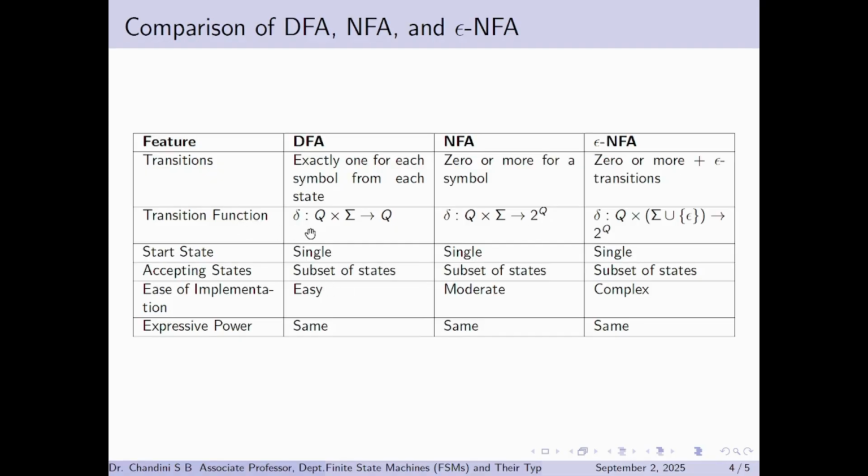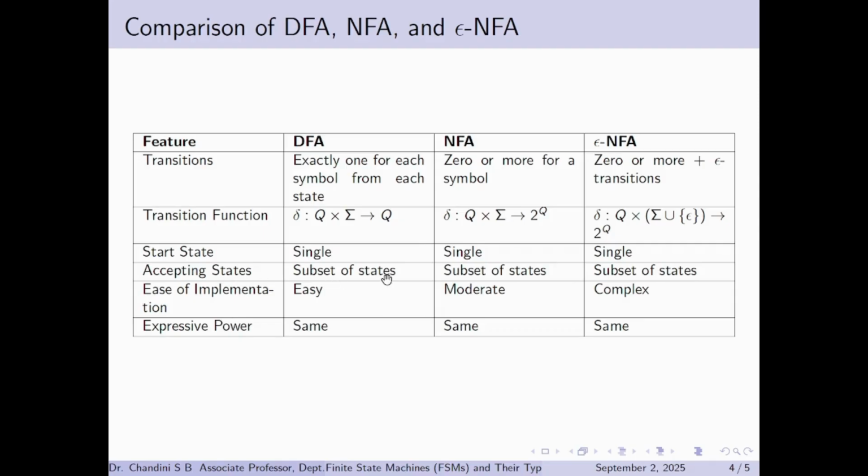So here is the transition function. For a DFA, delta is Q × Σ, which gives you a definite transition. Whereas for an NFA, the transition is Q × Σ → 2^Q. These are the different transitions it can have. In a similar fashion, for an Epsilon NFA, delta is Q × (Σ ∪ {ε}) → 2^Q, so even without any input symbol we should be able to make a transition. The start state is single.